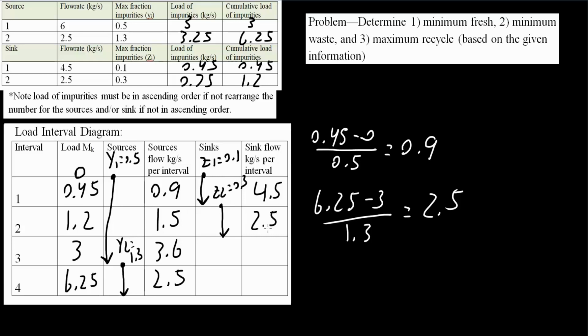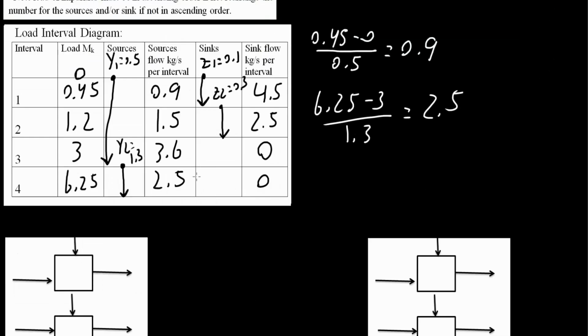There's no arrows here, so they become 0, 0. And now we will use a cascade diagram. For the cascade diagram, we're going to copy our sources and our sinks: 0.9, 1.5, 3.6, 2.5. So let's do that first.